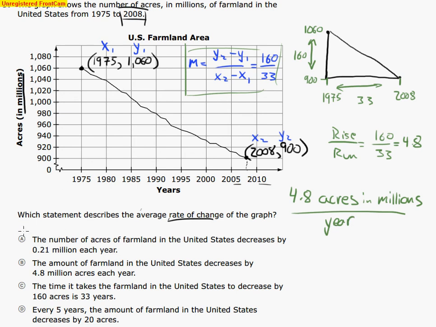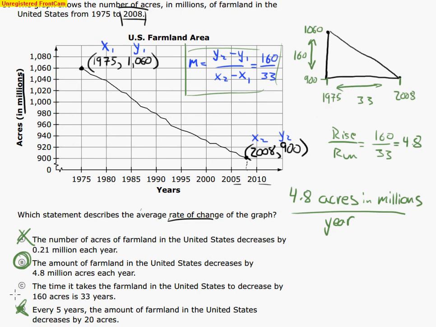Now let's go ahead and pick which answer makes sense. Number A is going to be wrong. Number B seems to be exactly what I said. And number D also seems to be wrong. Now, one thing we have to check: C seems to have my rise and run perfectly measured. It says the time it takes farmland in the United States to decrease by 160. Boom, I have my 160. It was a decrease, is 33 years, and I have my 33 years.